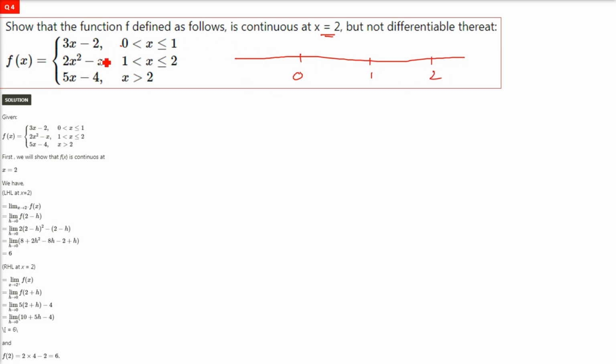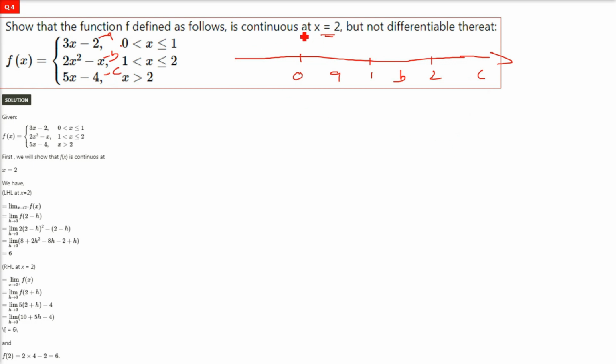From 0 to 1, it is 3x minus 2. You have to use this function between 0 and 1. I'm just assigning it to be a. Second function, let us say it is b. So between 1 and 2, you have to use this. And above 2, you have to use the function 5x minus 4, the c function.